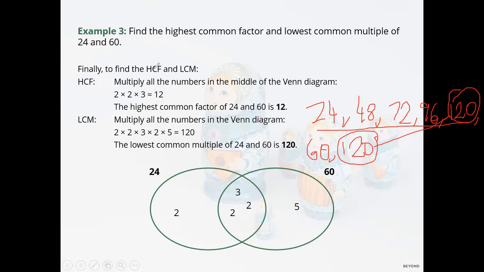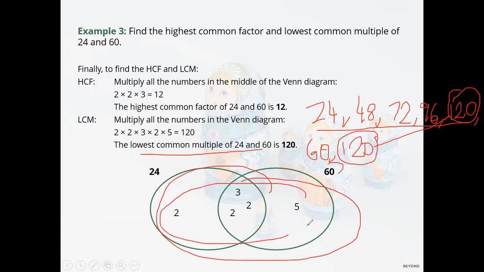But another way of finding it is using prime factors. Okay? Prime factors, where you list down all those prime factors and then put them in the Venn diagram. If you want to find the lowest common multiple, take all your prime factors and multiply with each other. If you want the highest common factor, just use the common ones. Okay? Clear the drawing. Let's look into more questions.